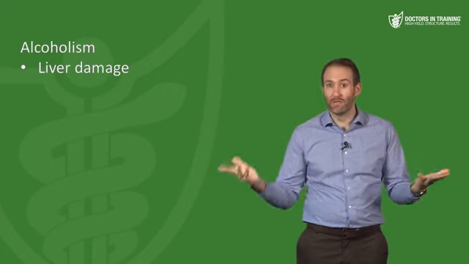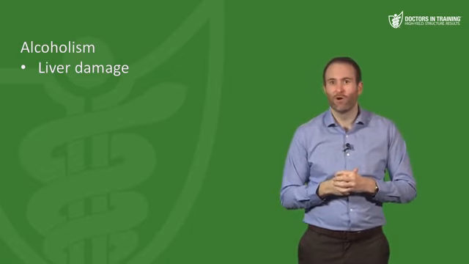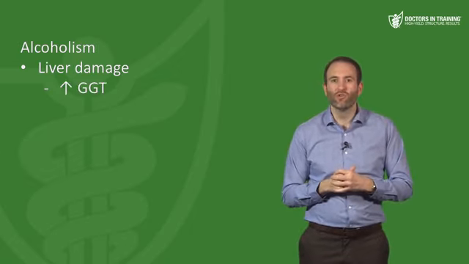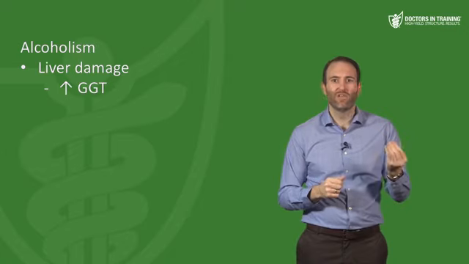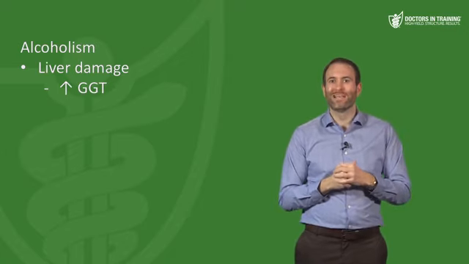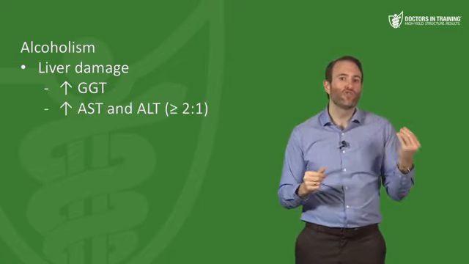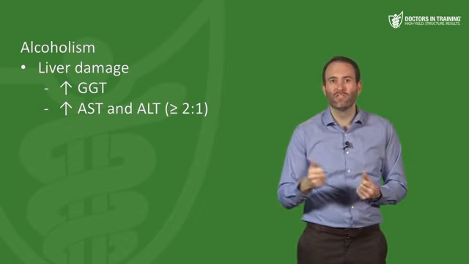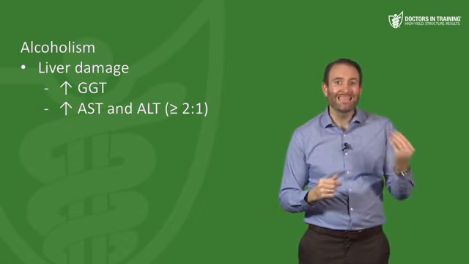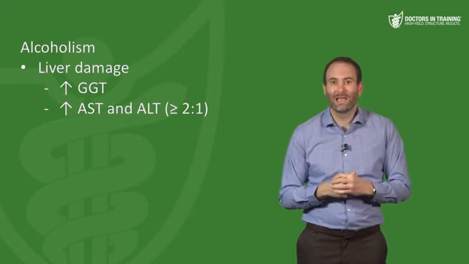Now let's talk about alcoholism. So let's talk about some of the complications associated with long-term alcohol use. Alcohol in excess can damage the liver. You can have fatty changes of your hepatocytes. It's going to elevate your GGT, which is actually one of the sensitive lab markers for alcoholic liver damage. Also, the aminotransferases. Remember, our AST and our ALT are both going to be elevated, but that AST is often twice as high as the ALT.